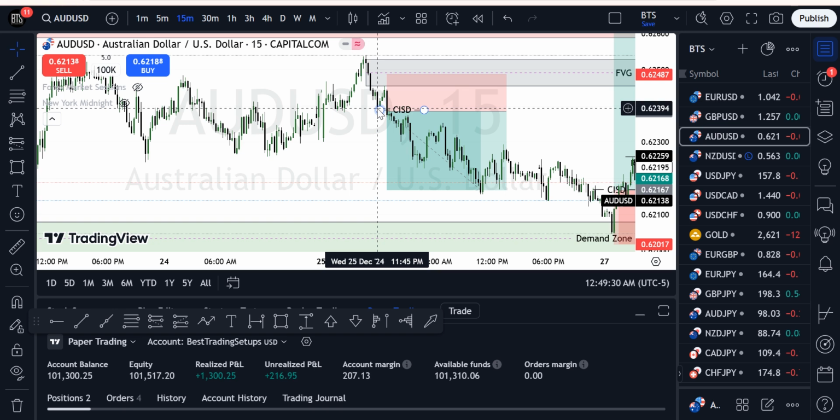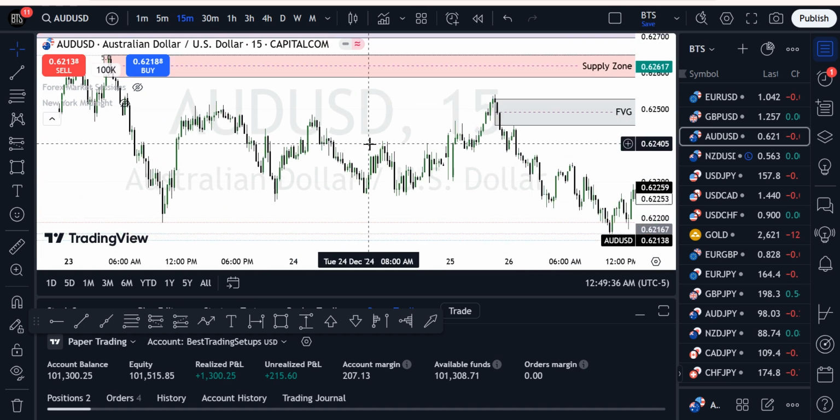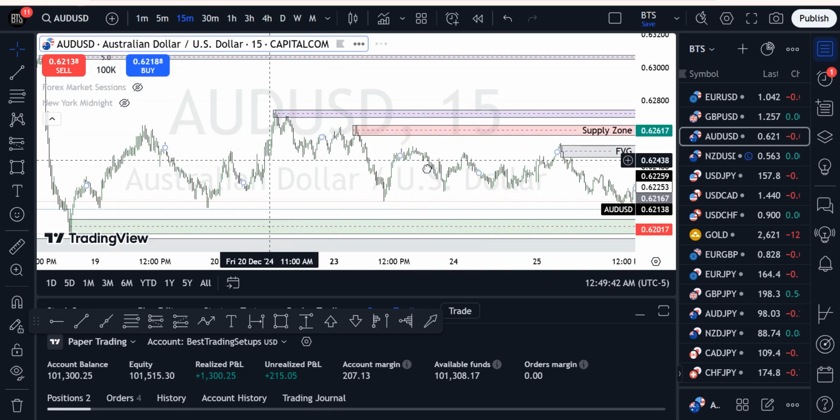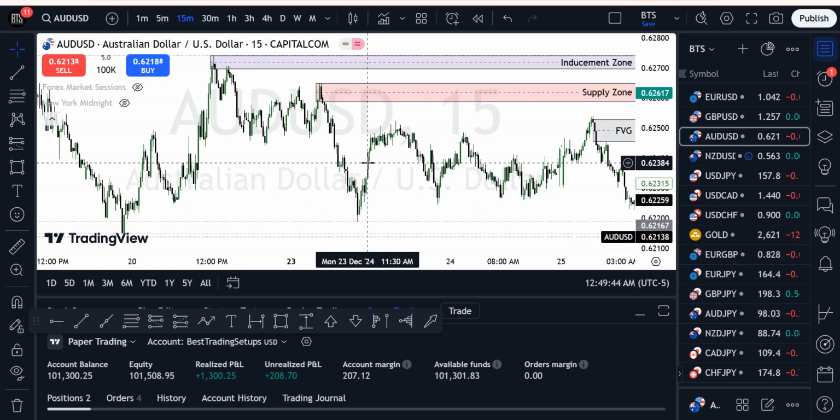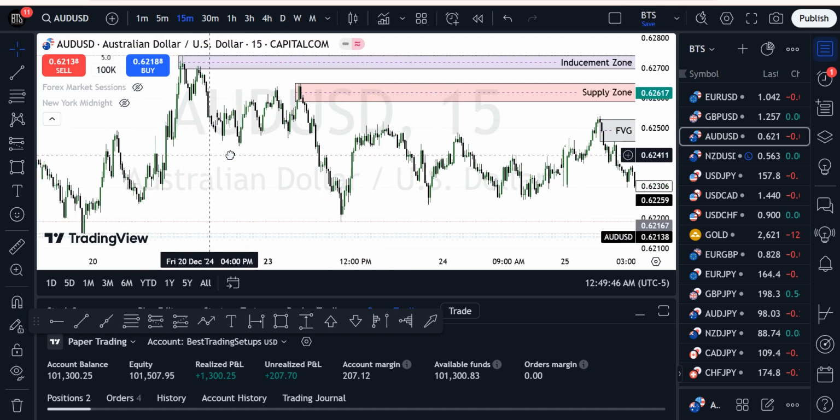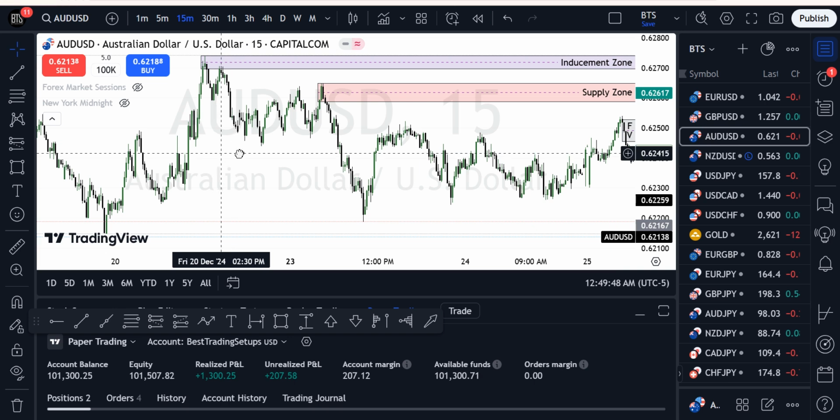For me, I like a continuation in state of delivery, which means you are following the trend. You are picking your trades with the trend. So when you see that there is a bearish trend or a bullish trend, then what are you looking for? You are looking for a bearish entry.